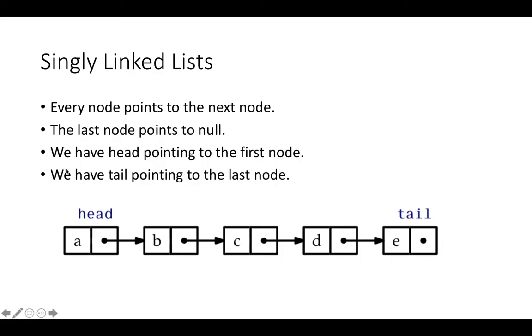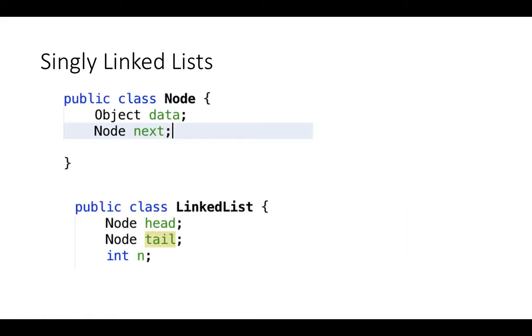So let's talk about something first called singly linked list. In the singly linked list, every node points to the next node. Like A is pointing to B, B is pointing to C, and so on. The last node points to null, just to mark this is the end, the last node is not pointing to anything. We have head pointing to the first node and tail pointing to the last node. And we also keep track of the number of elements in the linked list.